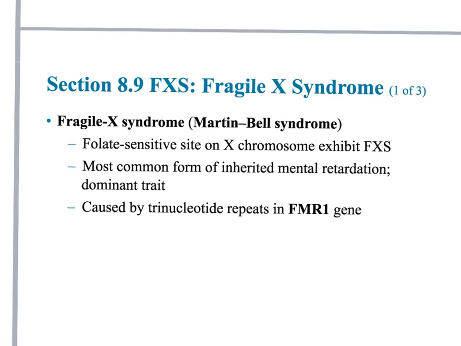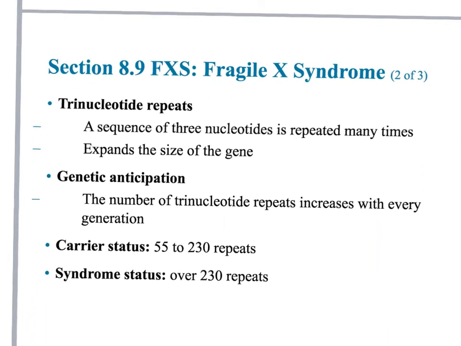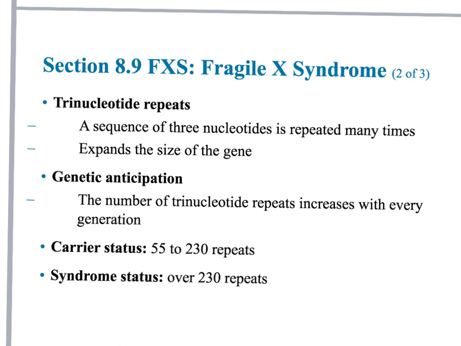And Fragile X syndrome is an example. It's a folate-sensitive site on the X chromosome. It exhibits FXS, which is the most common form of inherited mental retardation. It's a dominant trait that gets passed on, and it's caused by a trinucleotide repeat in the FMR1 gene. So a trinucleotide repeat, a sequence of 3 nucleotides, is repeated many times, and it expands the size of a gene.